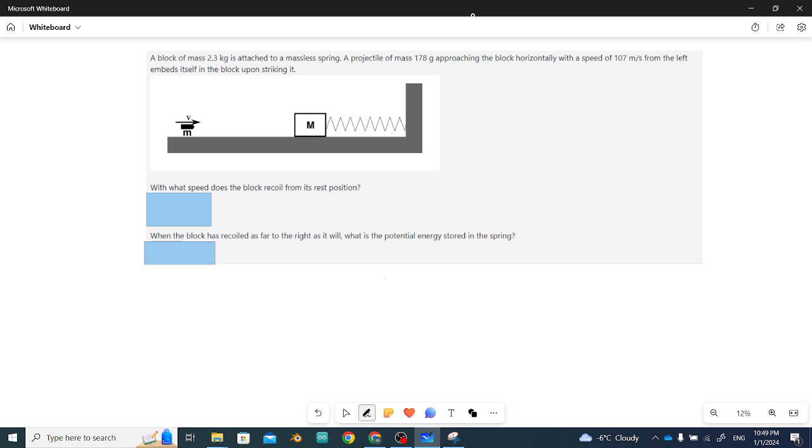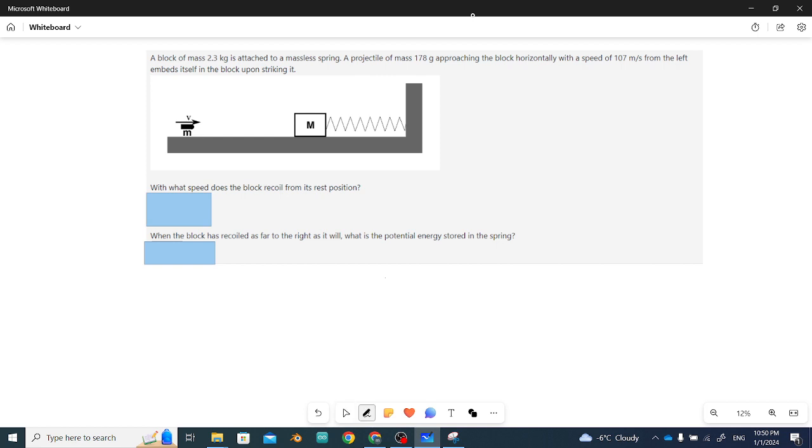So let's read it. A block of mass 2.3 kilograms is attached to a massless spring. A projectile of mass 178 grams approaching the block horizontally with a speed of 170 meters per second from the left embeds itself in the block upon striking it. With what speed does the block recoil from its rest position, and when the block has recoiled as far to the right as it will, what is the potential energy stored in the spring?